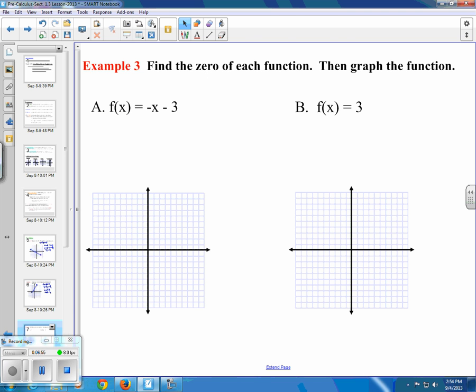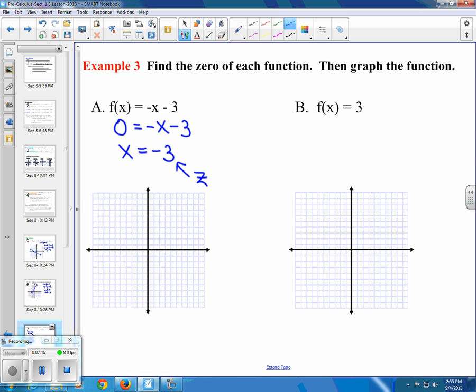Our last example, looking for zeros of functions and then graphing the function. Remember to find zeros, you replace f of x or y with a 0 and you solve for x. So if I bring the -x over to the left-hand side, I get x equals -3, and that would be our zero. Remember that also represents the x-intercept, so I could plot that point on the x-axis. I know that the graph has to go through that point.